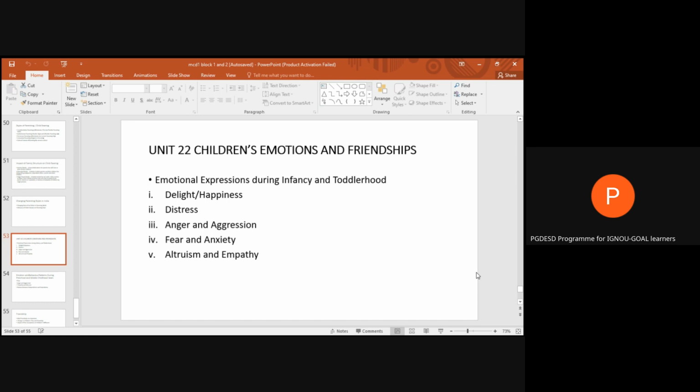Thunder, lightning, and the dark are frightening for some children, particularly if the adults around them convey this fear. A child may have had an unpleasant encounter with a dog and is therefore fearful of all dogs.